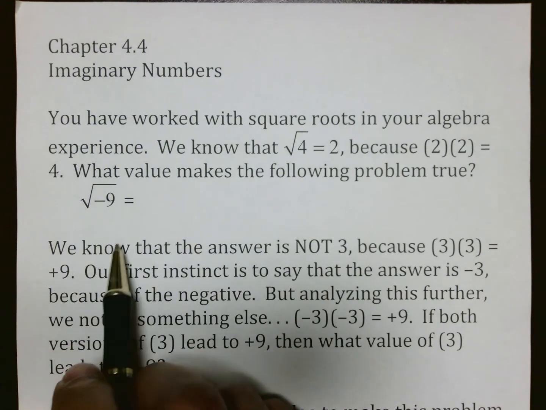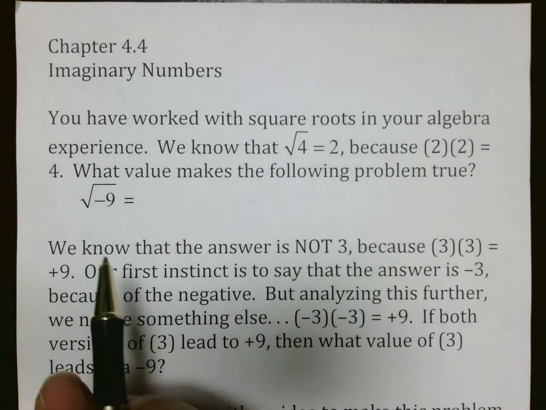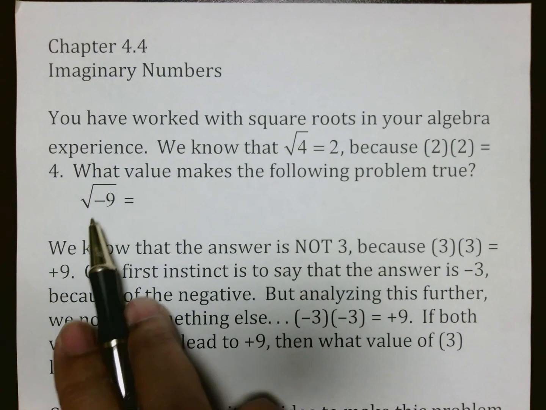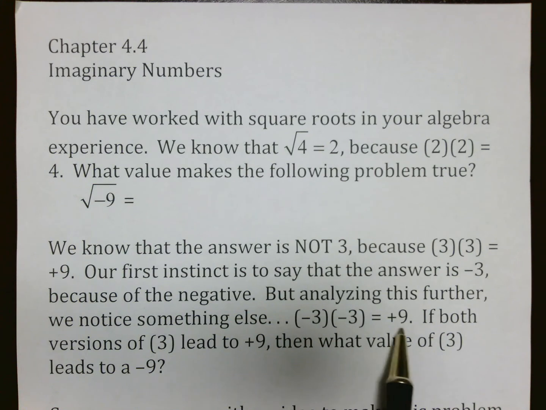Well, you can try 3, you can try negative 3. I think those are the only numbers that multiply to make 9. But again, we know the answer is not 3 because 3 times 3 is 9, and our first instinct when we see this is to say negative 3 because it's a negative. But if you analyze further, a negative times a negative is actually still a positive 9.